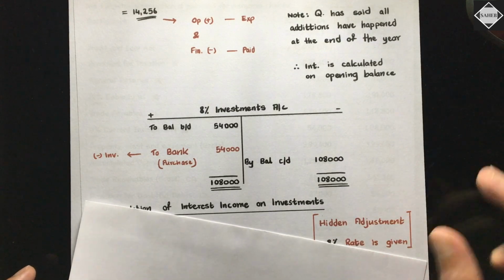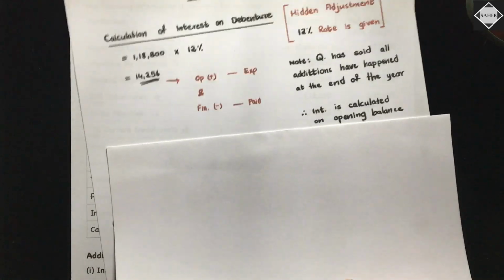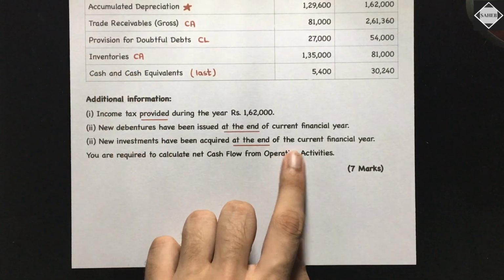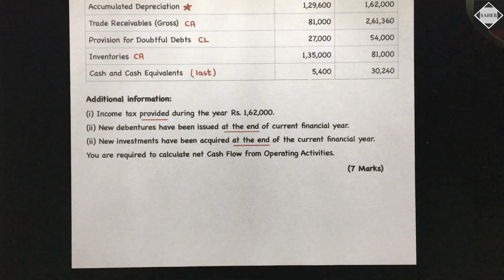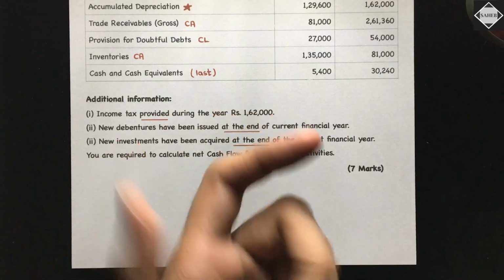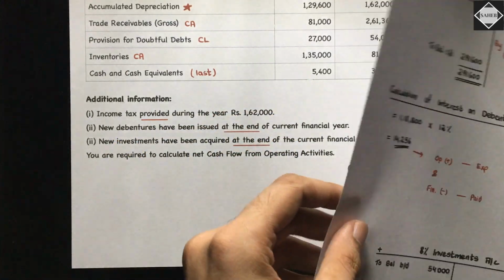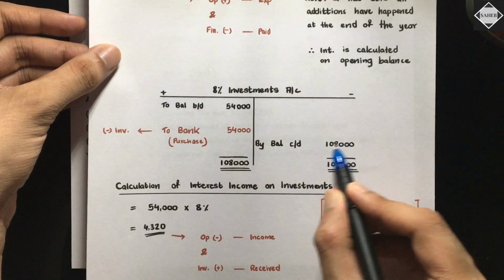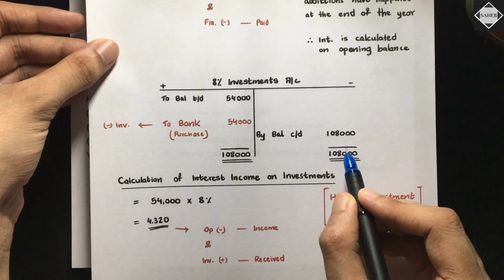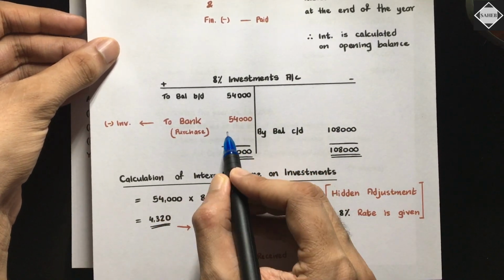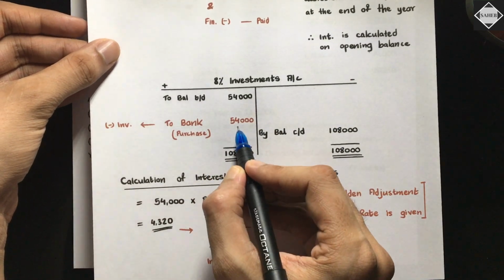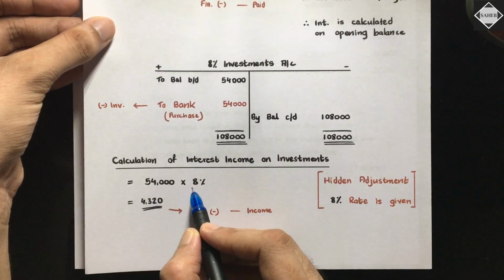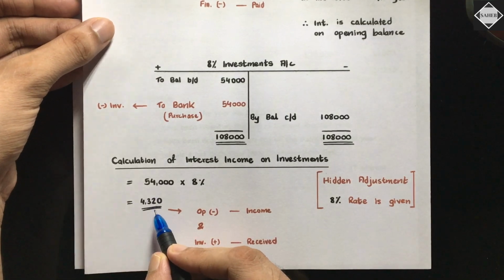Okay, and the same logic here. Also, the question has said that the investment has been acquired at the end of the current financial year. So that means the interest income will be calculated on the opening balance only. See, on this 54,000 only, not on 1,08,000. Is that clear? Because this has happened at the year end, no interest has been earned on this 54,000. Yeah, only on the opening balance we will calculate 54,000 into 8%, that is equal to 4,320.